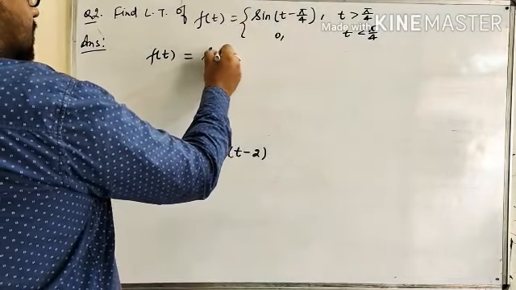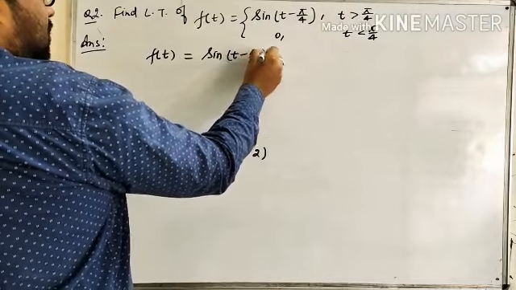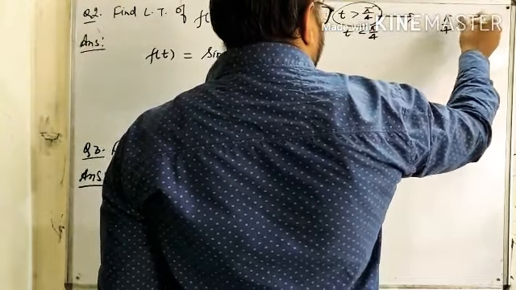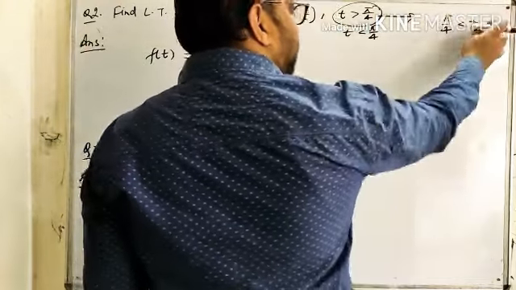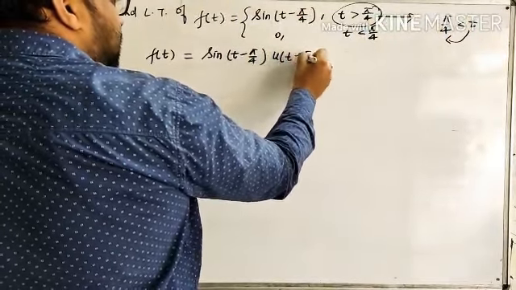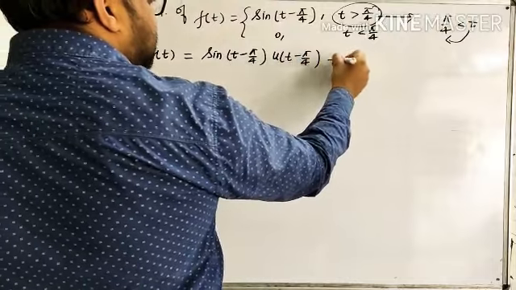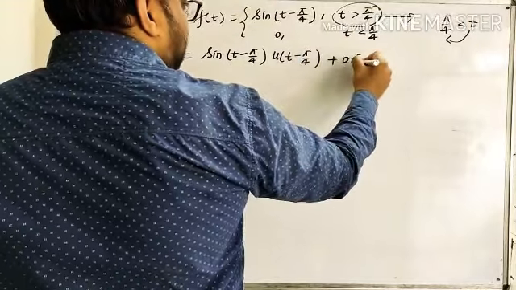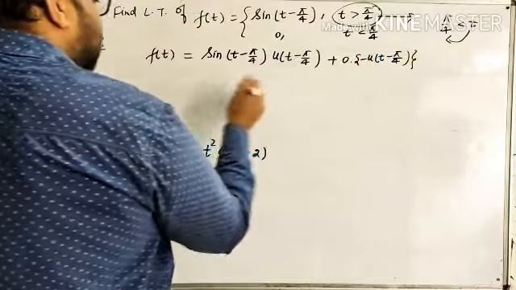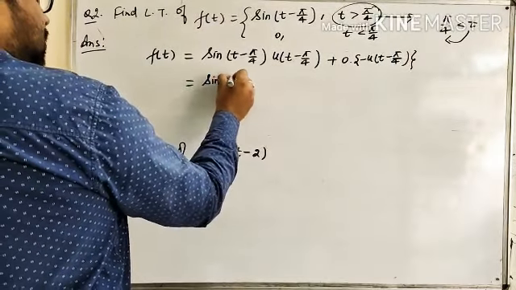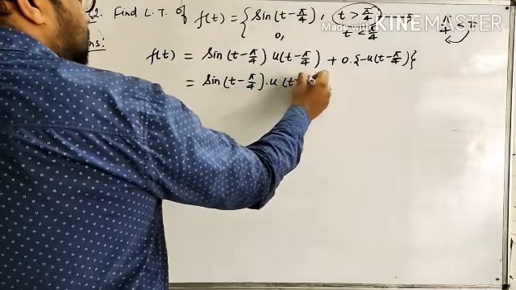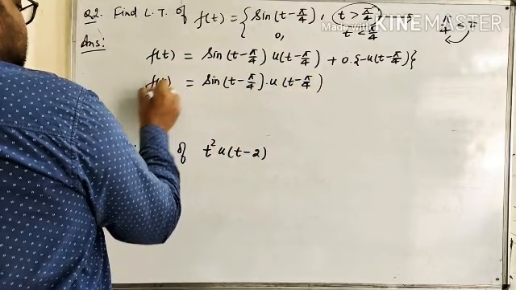So write this sin(t minus pi by 4). Now t is greater than pi by 4, so we can write it as pi by 4 is less than t. No upper limit exists, so we just write u(t minus pi by 4). That's it. Plus 0 into minus u(t minus pi by 4). So this is 0, and it converts the entire function into 0. So the unit step form for this function is sin(t minus pi by 4) into u(t minus pi by 4). Now applying the second shifting theorem.